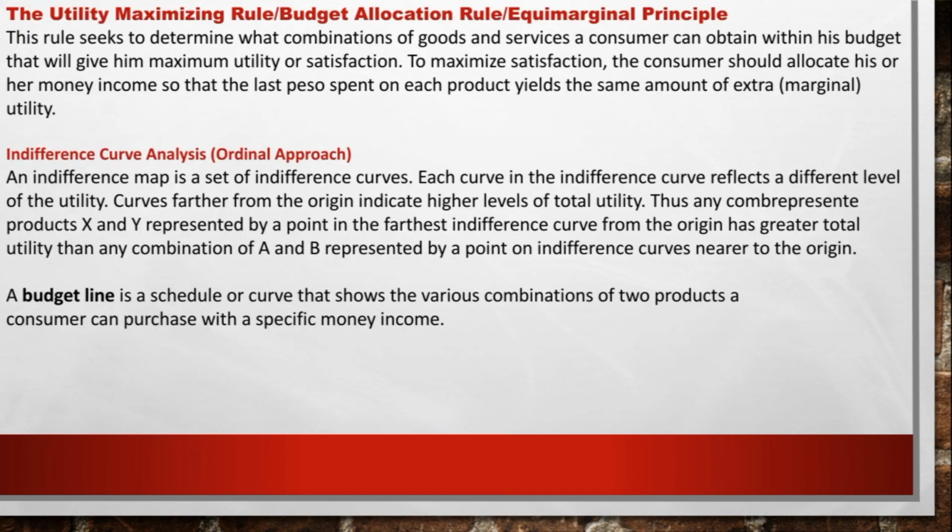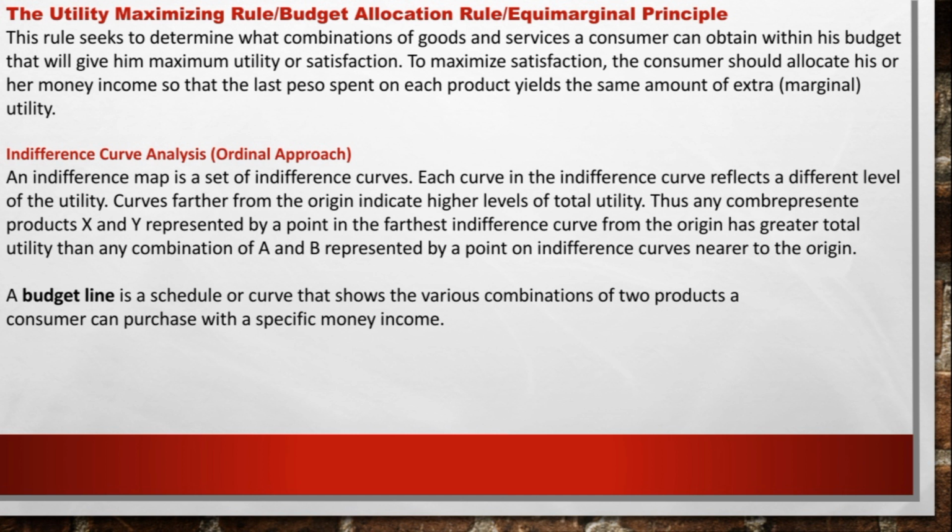The utility maximizing rule, or budget allocation rule, is the equimarginal principle. This rule seeks to determine what combination of goods and services a consumer can obtain with his budget that will give him maximum utility or satisfaction. To maximize satisfaction, a consumer should allocate his or her money income so that the last peso spent on each product yields the same amount of extra marginal utility.